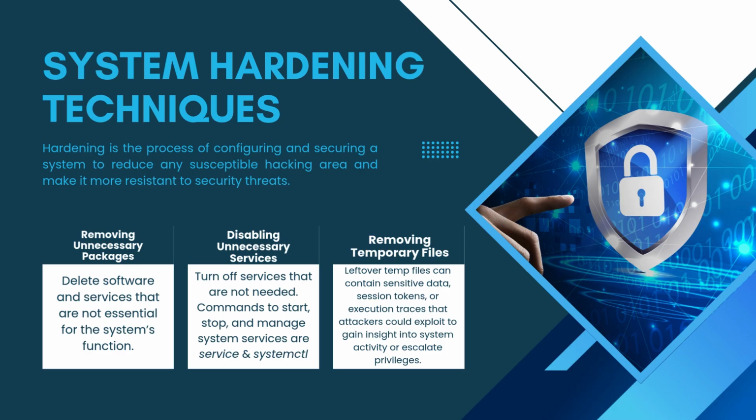When we talk about system hardening, we're talking about shrinking the attack surface, basically reducing all the ways an attacker could get in. Think of your system like a house. The more windows and doors it has, the more chances someone has to break in. Hardening means closing and locking as many of those as possible.